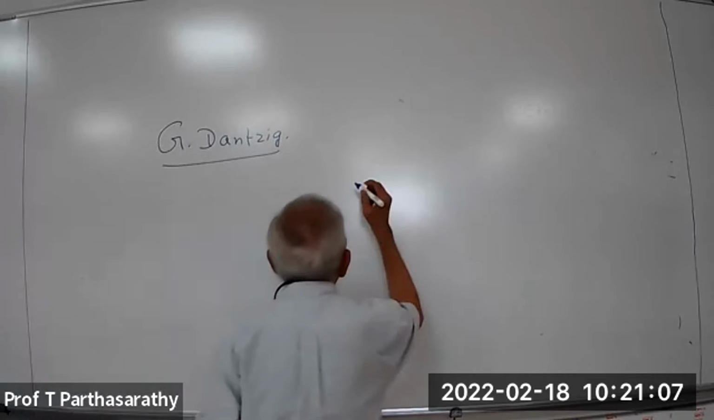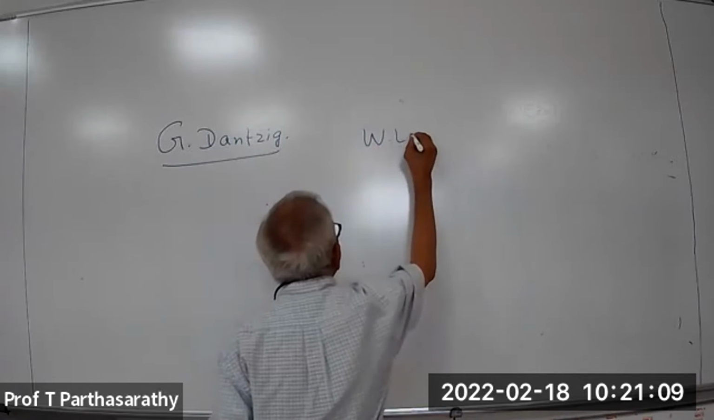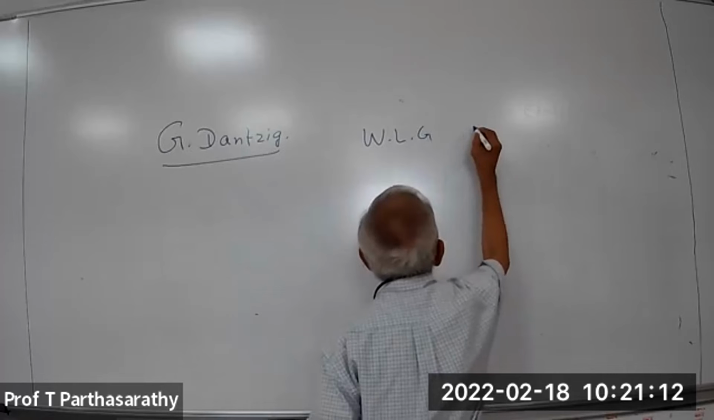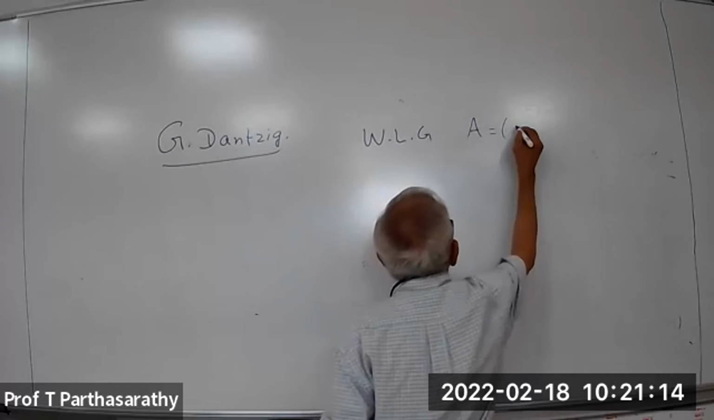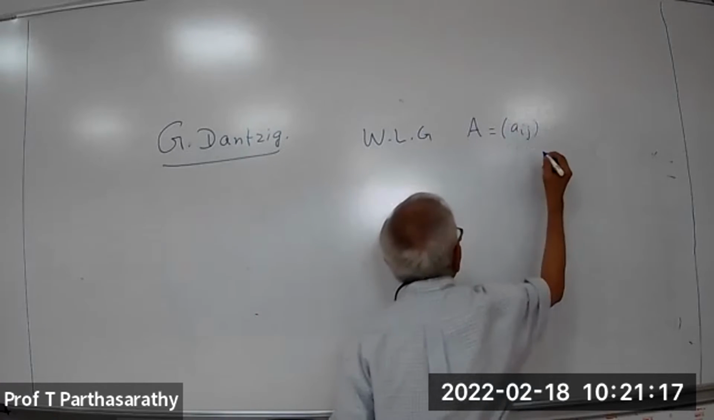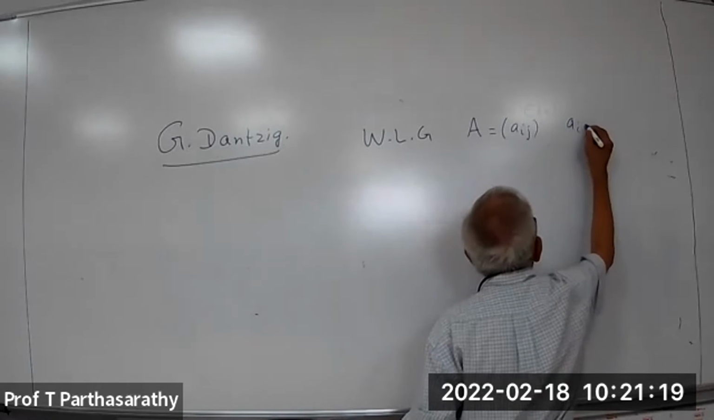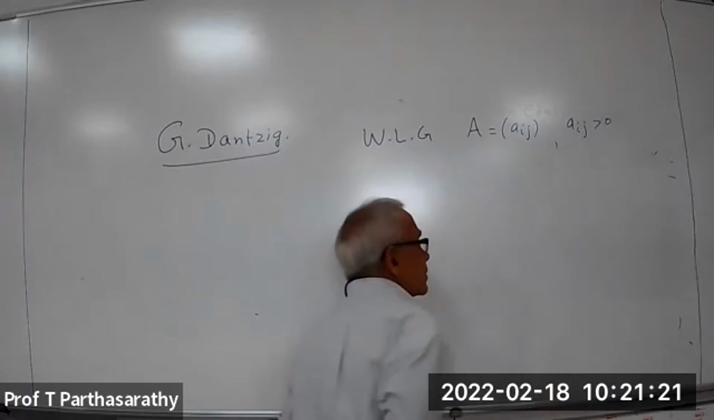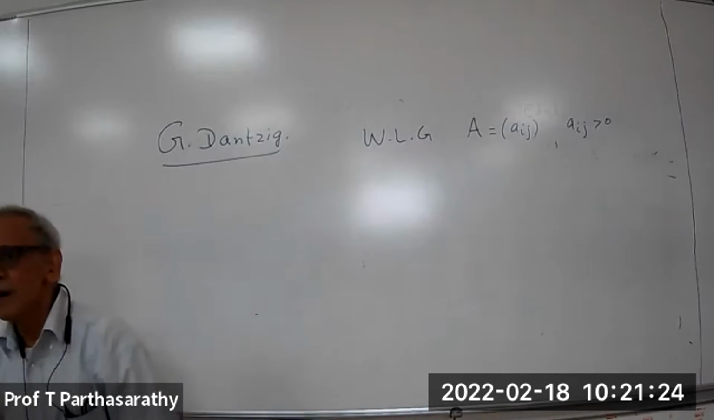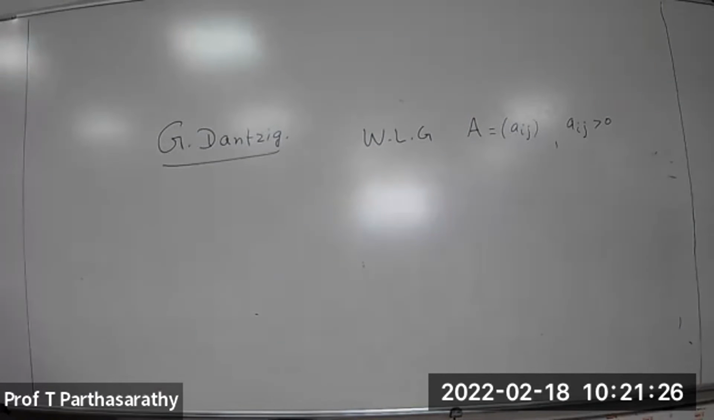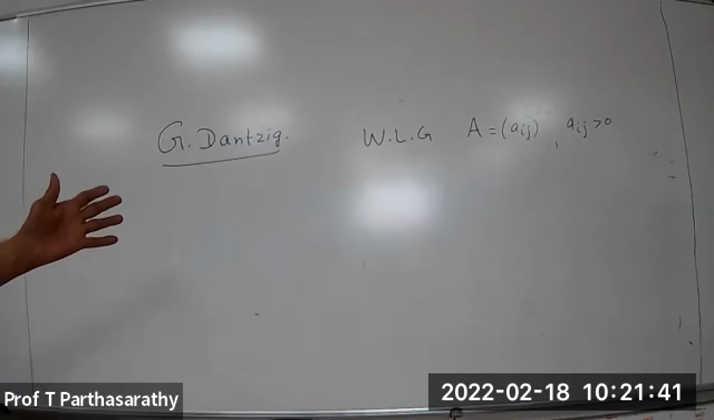See, you can assume without loss of generality A is a matrix with A_ij all positive, no harm, because since A has mn elements, you can add a large positive integer to each one of them and make it positive. The only thing is, if the minimax of the original game is V, the minimax of the new game will be V plus that integer, because you are only shifting it. So there is no loss in assuming this.